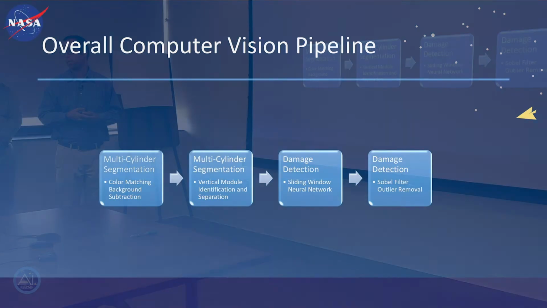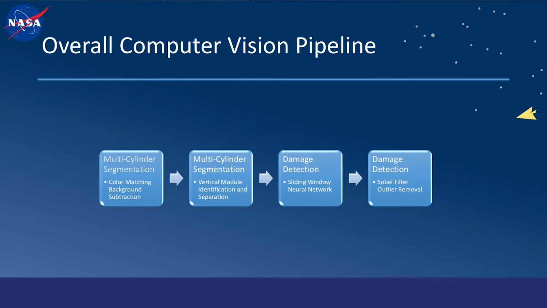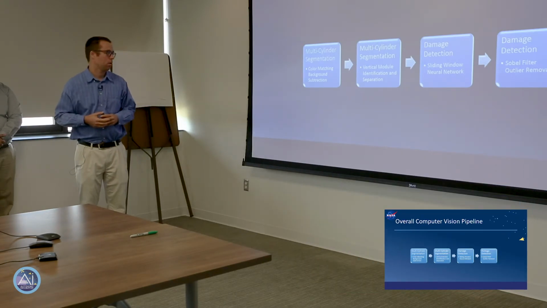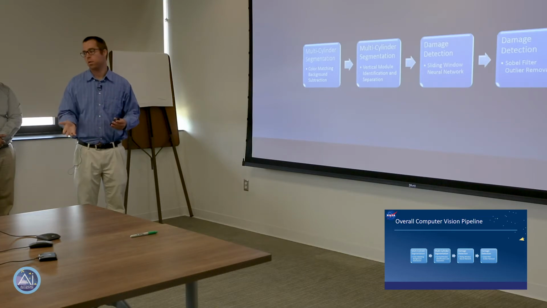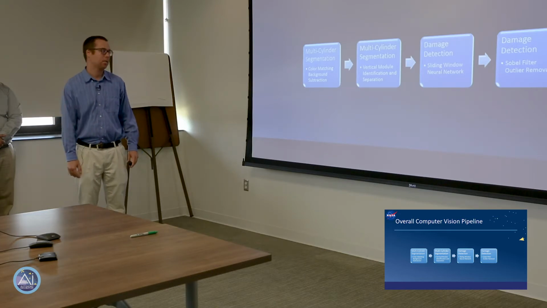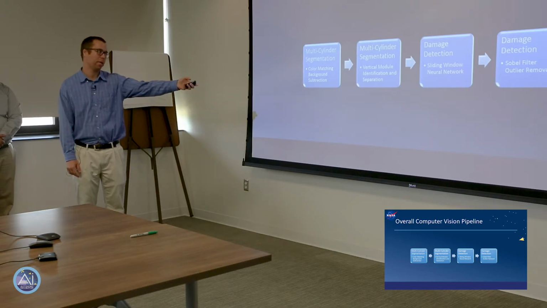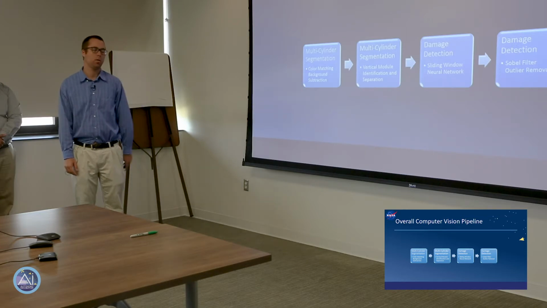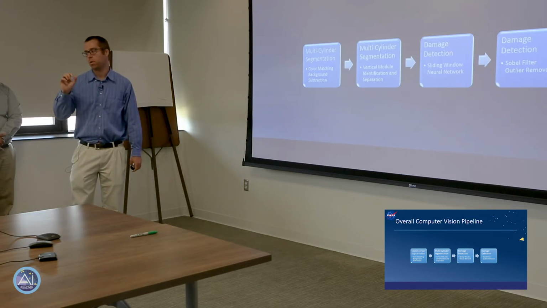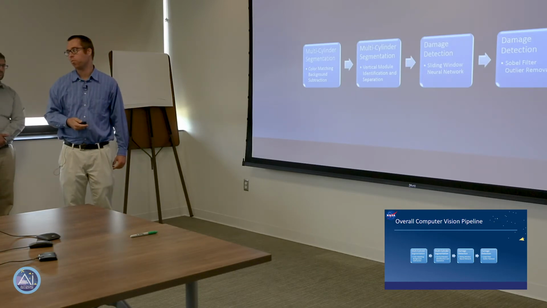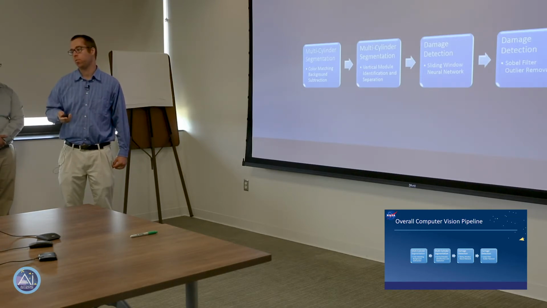So this is the overall pipeline where we chose the tools that work best for us and apply them in a pipeline. We performed the multi-cylinder segmentation by doing the color matching, basically. The gold color stood out against the background, since nothing else in the room was gold. We separated the vertical modules, the cylinder modules, by removing the clamps. And we did damage detection with the sliding window neural network. So we applied our neural network on different windows of the image to detect whether there's damage or not. And we used the Sobel for outlier removal because the Sobel was good at finding the damage, because the damage corresponded with lines or Sobel lines in the image.